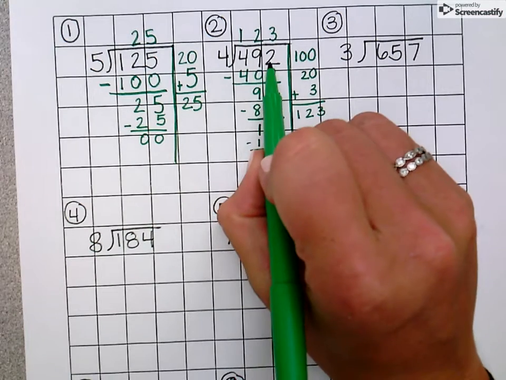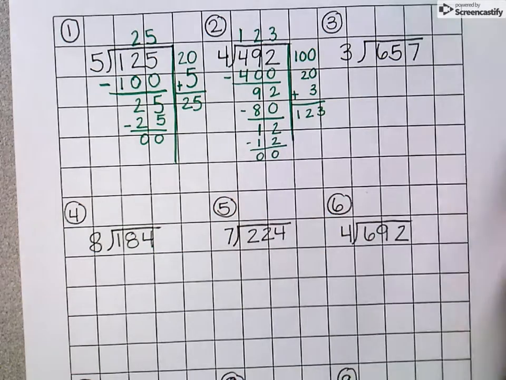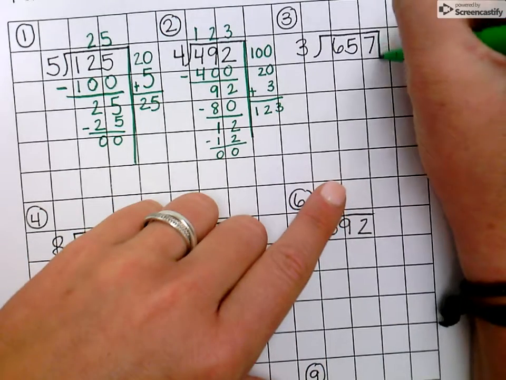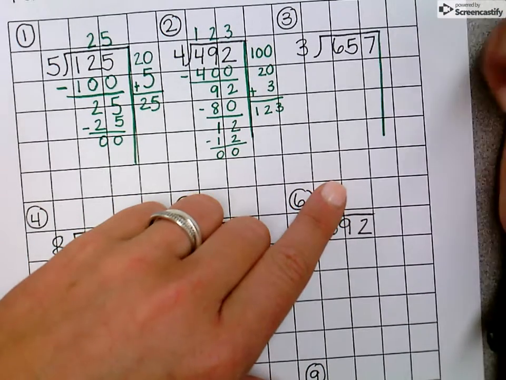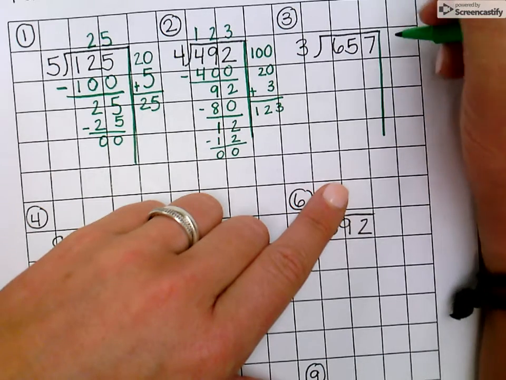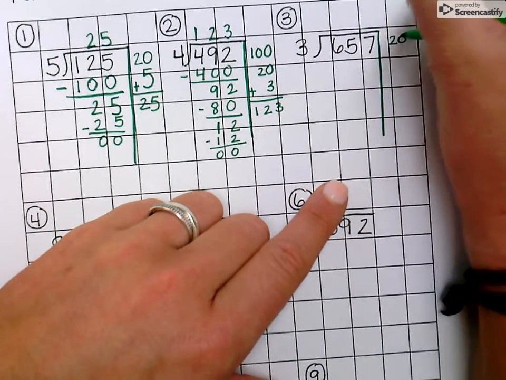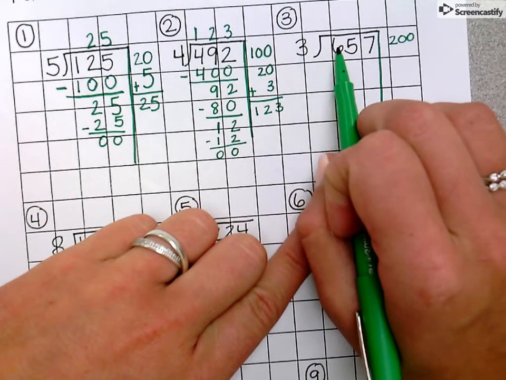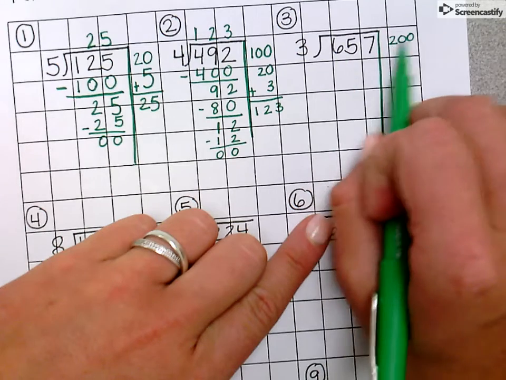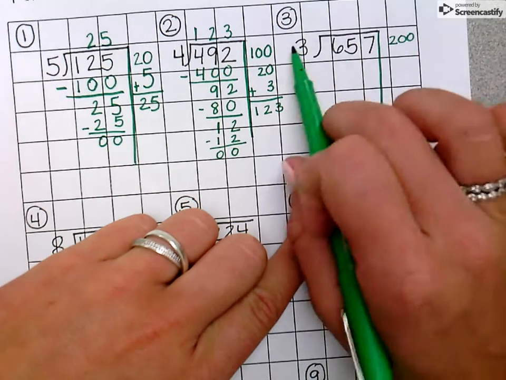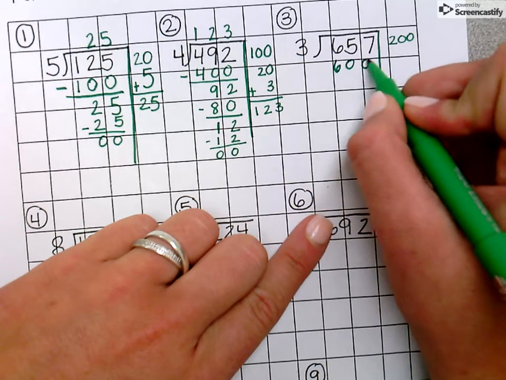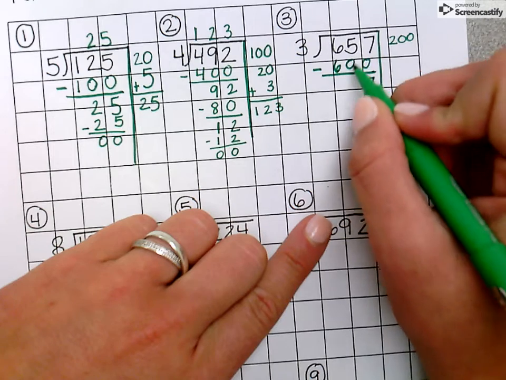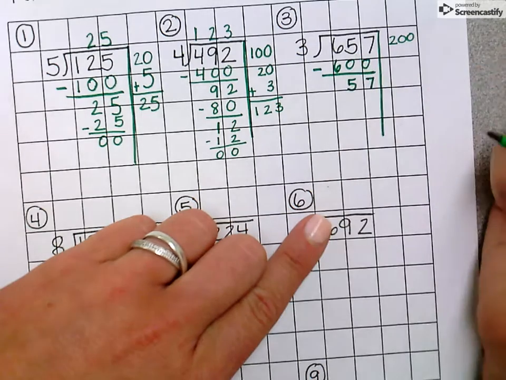Or 492 divided by 4 is 123. Let's try number 3. How many times can 3 fit into 657? 3 can fit into 657 about 200 times. Think about how you get from 3 to 6. 3 times 2 equals 6, but it's 600. So 200 makes the most sense because 200 times 3 would give you 600. Subtract. 7 minus 0 is 7. 5 minus 0 is 5. And 6 minus 6 is nothing.